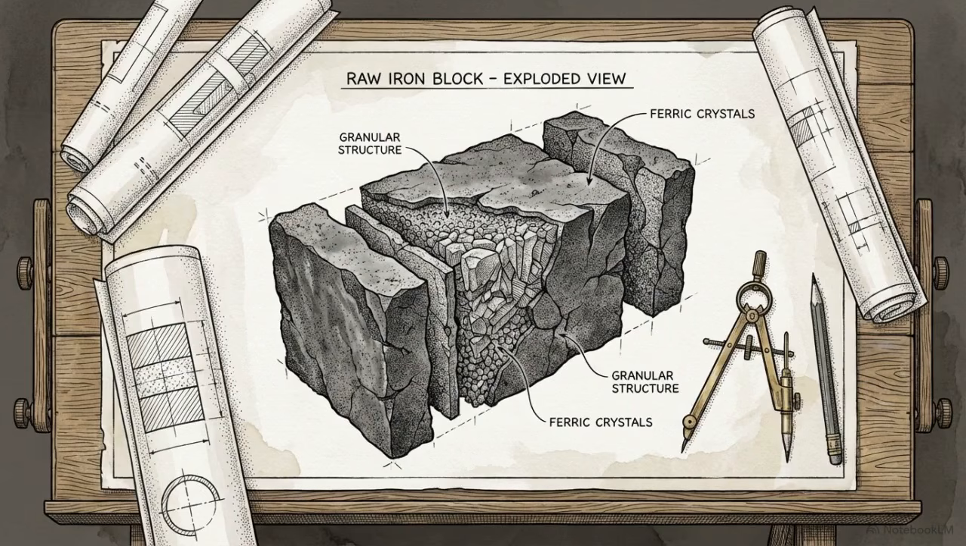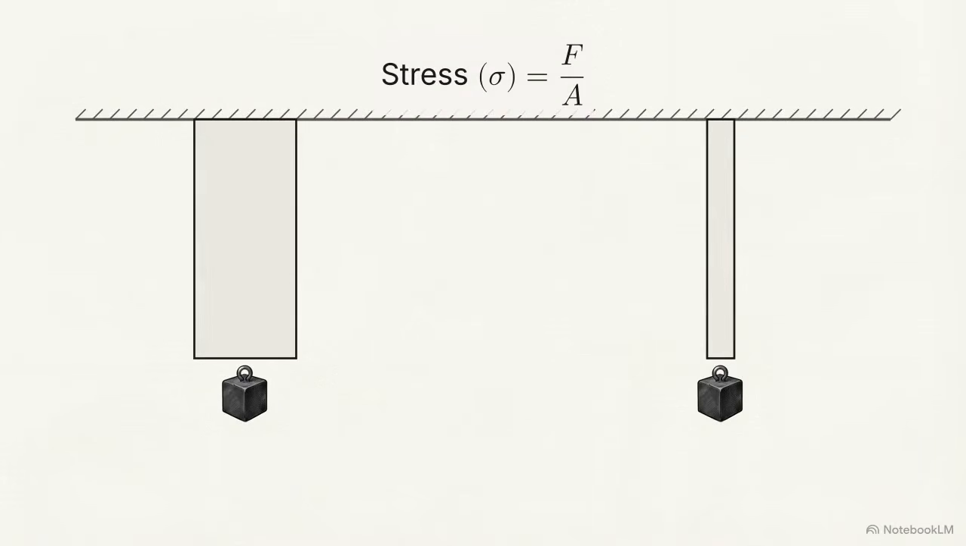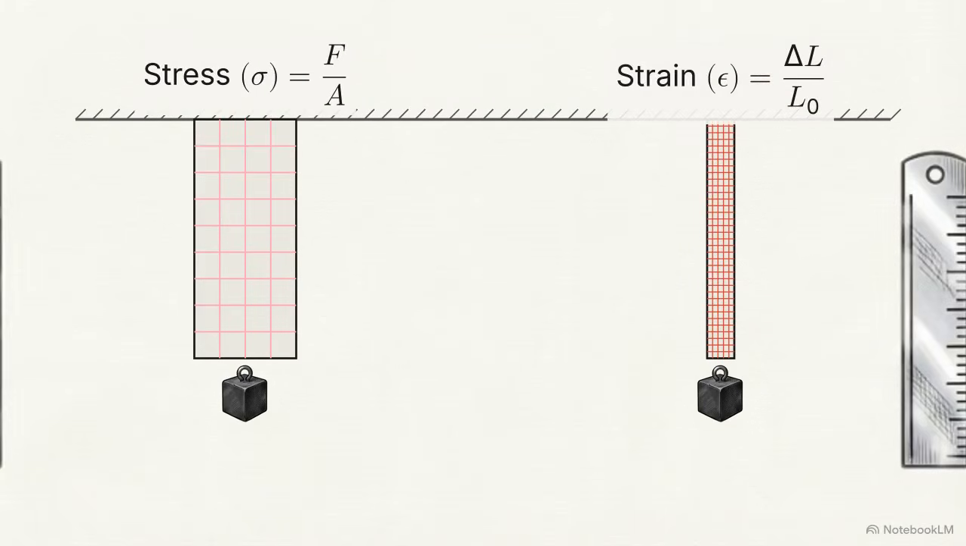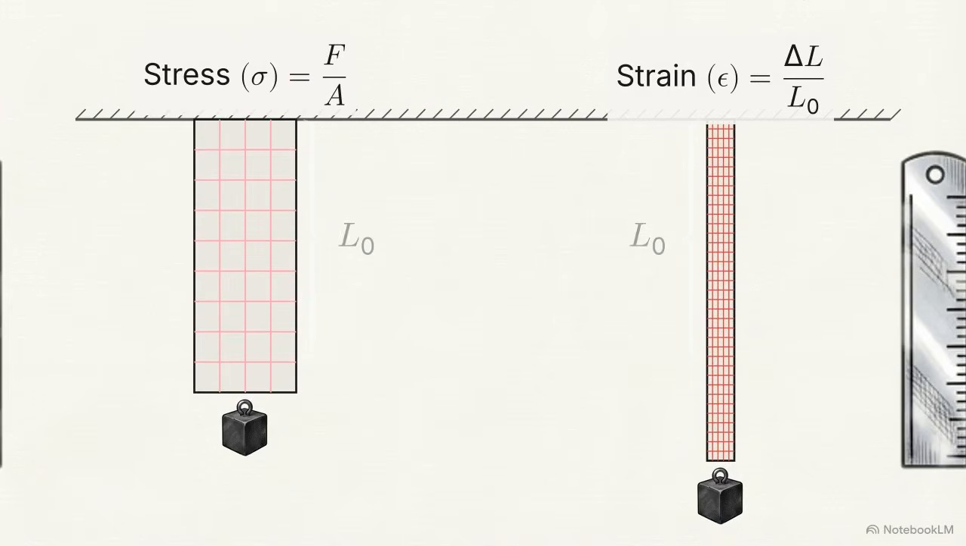In 1807, Young realized that to calculate the true strength of a substance, you have to mathematically strip away its dimensions. He defined stress as internal force per unit area. A thick wire spreads a load, while a thin wire concentrates it, increasing stress. Next, strain is the stretch relative to its original length. These ratios measure distortion regardless of an object's size.